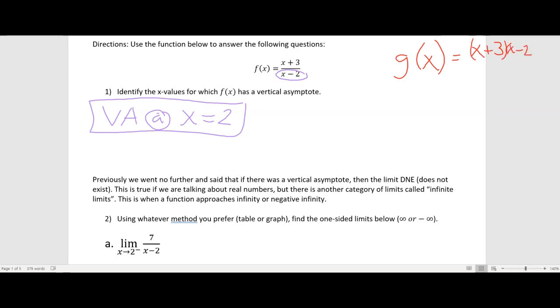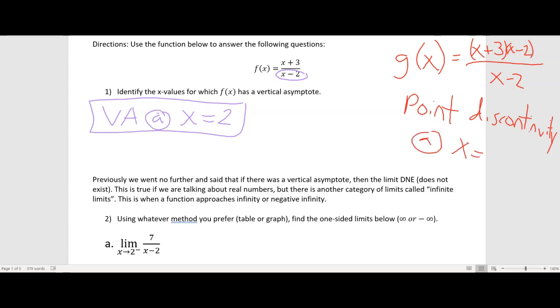So if we had an extra factor in the numerator here that was also x minus 2, then we would have a point discontinuity at x equals 2. But since the factor x minus 2 is not in the numerator, that's why it's going to become a vertical asymptote instead. Okay, so a little review about vertical asymptotes. Now let's talk about the limits.